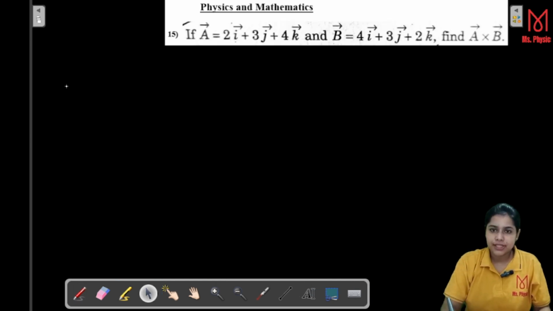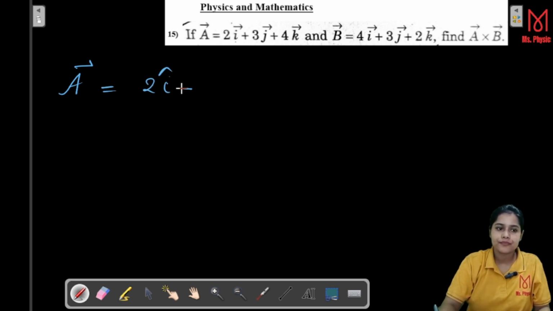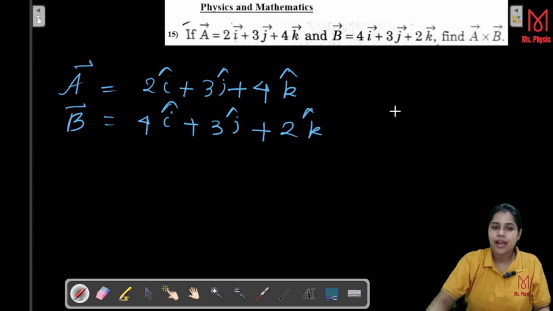Here is your 15th numerical. Two vectors A and B are given and we have to find the cross product. First we will write the two vectors. A is equal to 2i cap plus 3j cap plus 4k cap, and B is equal to 4i cap plus 3j cap plus 2k cap. We have to find A cross B.